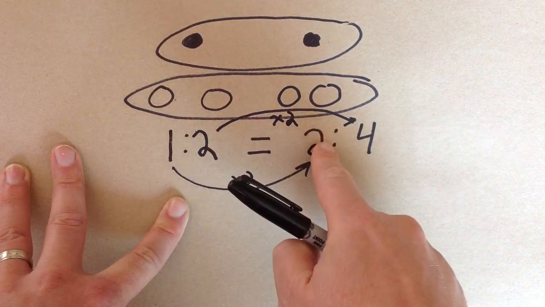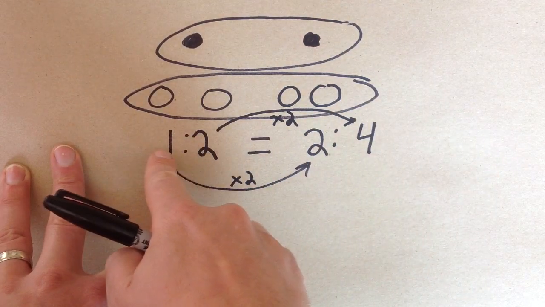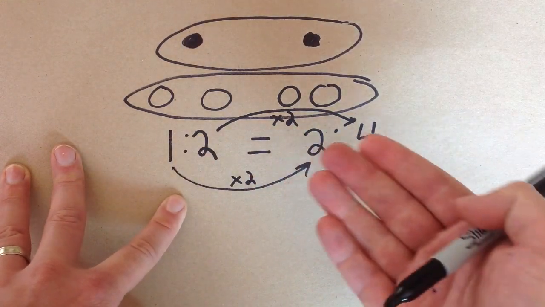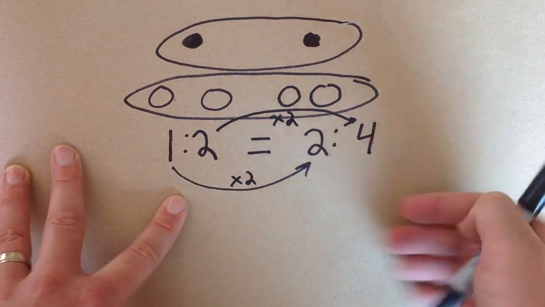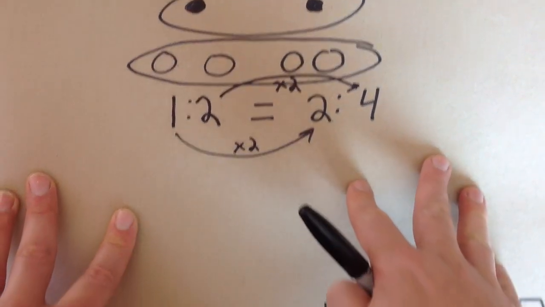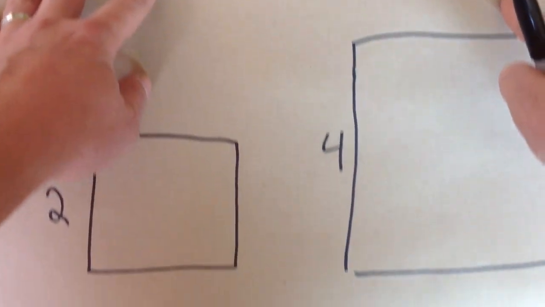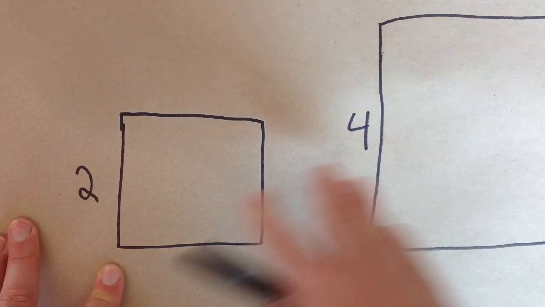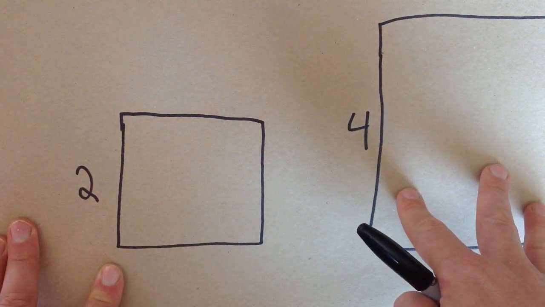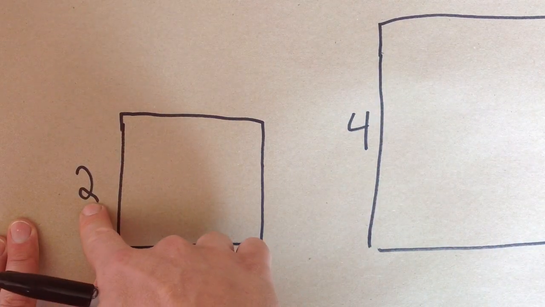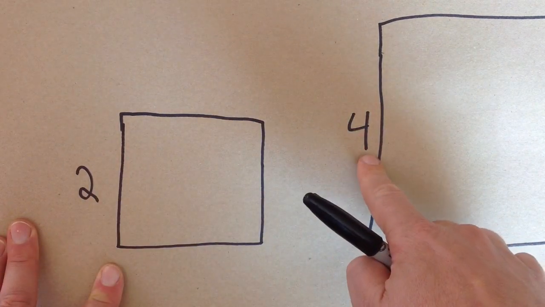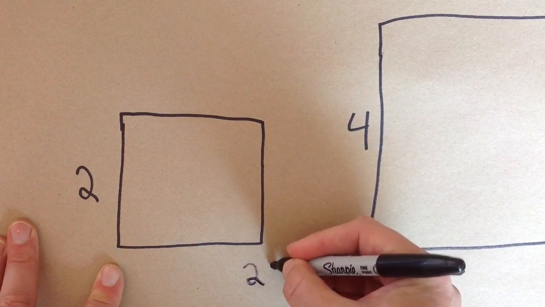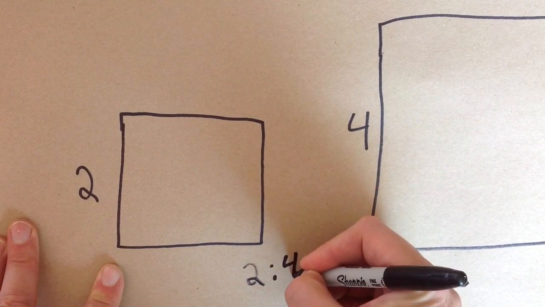If I can multiply or divide both numbers in one ratio by the same number and get the other ratio like this, that means they are equivalent ratios. Let's look at this example now with these 2 blocks. So this is a figure scaled up to this figure. But when I look at the side on this figure, it's 2, and the same side on the larger figure, it's 4. That we can say is a 2 to 4 ratio.